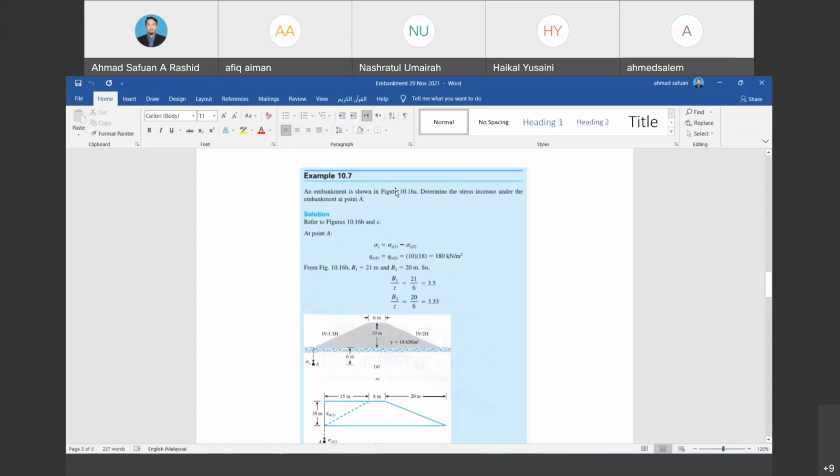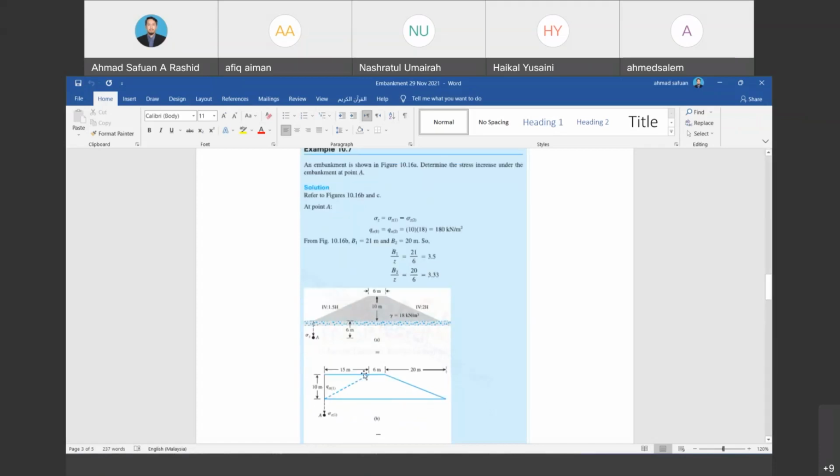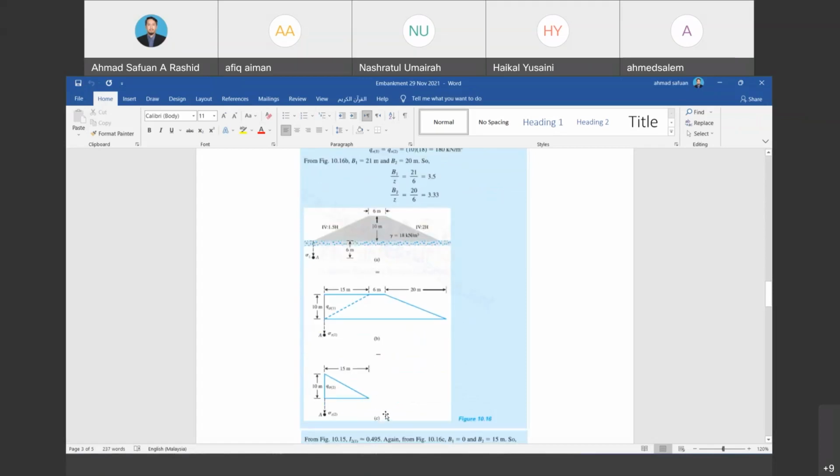An embankment is shown in figure 10.16a. So this is the problem. Determine the stress increase under the embankment at point A. How to solve it? We need to use the same procedure as with the Foundation, where we create a dummy area, which represents this 10.16b. Then later we may deduct the 16c.